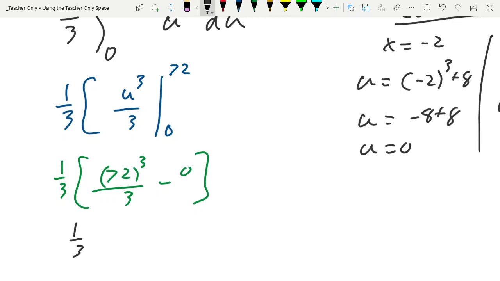All right, so then this, I don't know. What I do know is 1/3 times 1/3 is 1/9. So I'm going to leave it as 72 cubed over 9. And of course, you could bring that up in a calculator.